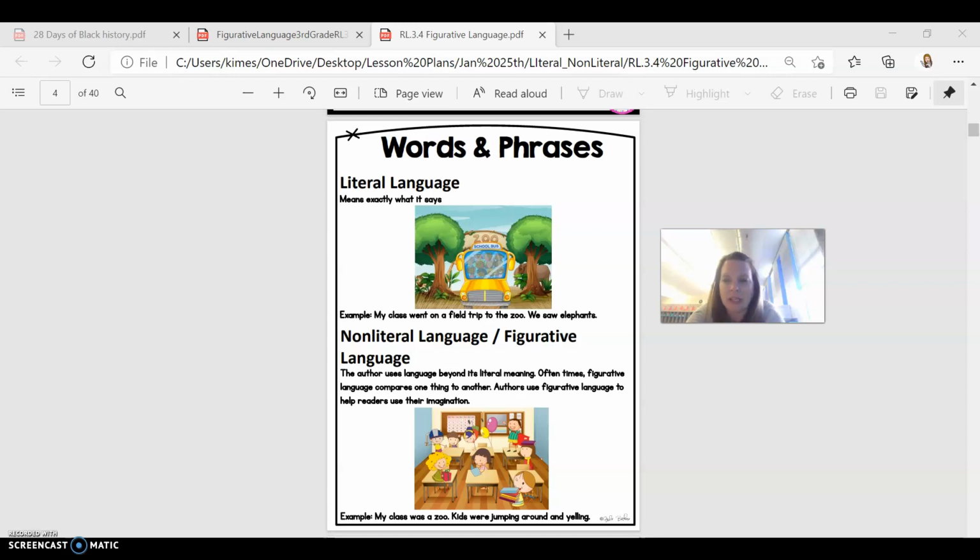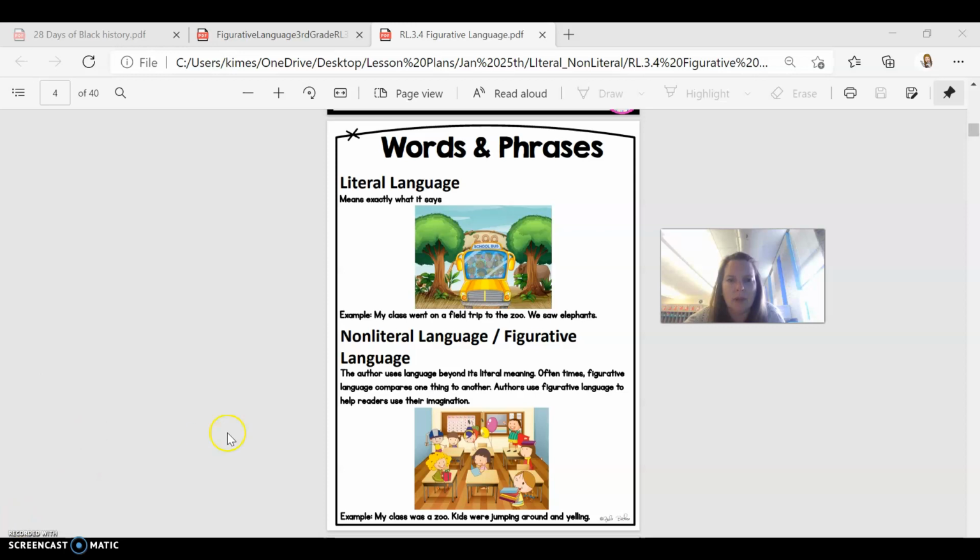Hey scholars, during the next few lessons, we're going to be learning about literal and non-literal language. Let's stop and look at this anchor chart here on our screen. When we think about literal language, it means exactly what it says. So literal means it means exactly what it says.